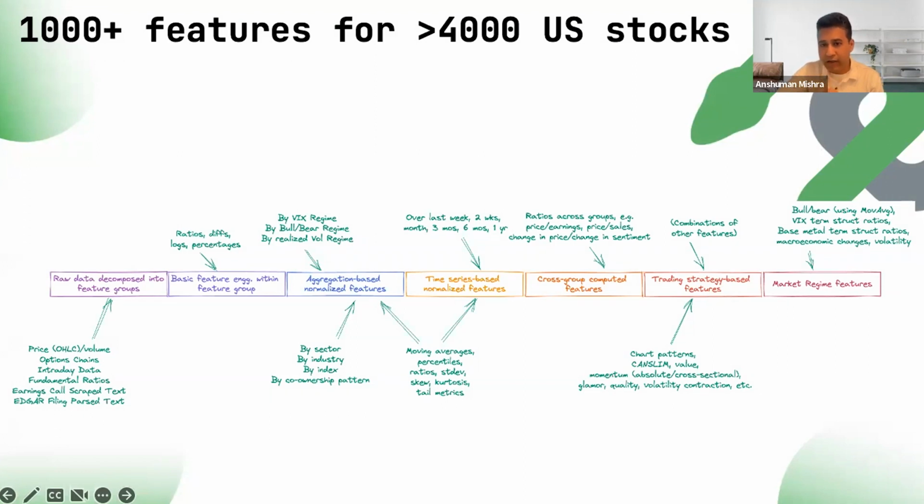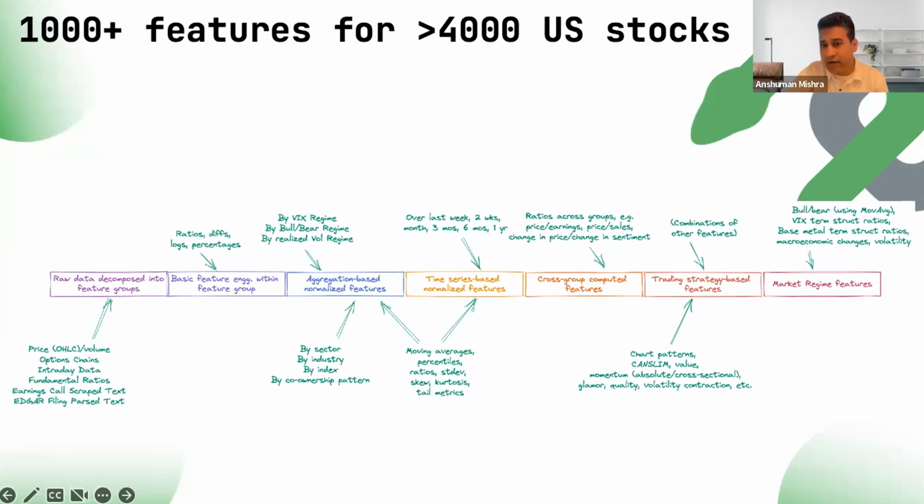Next, I do some aggregations. I compare a stock's engineered features against its peers in the same sector, industry, index, or within an exhibited co-ownership pattern. This would be something like if a hedge fund revealed in its 13F filings that it owns a basket of stocks, you want to track that, and you want to capture that relationship. I compute all of these aggregations using percentiles and other statistical metrics such as standard deviation, skew, and kurtosis.